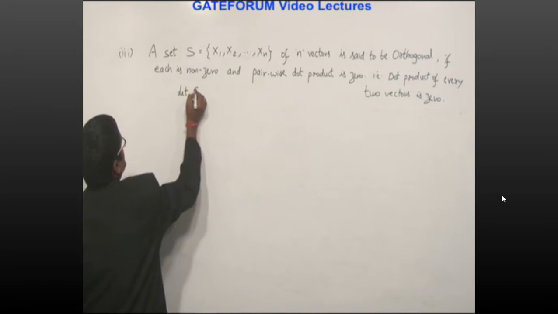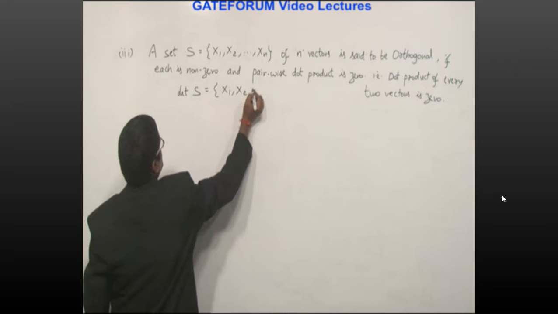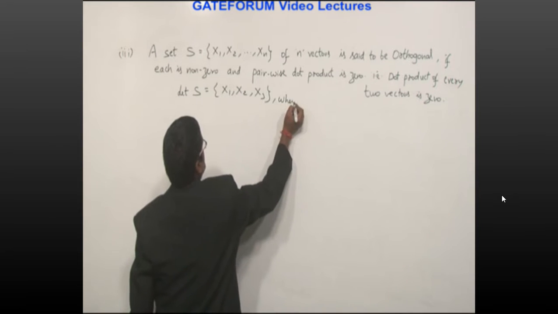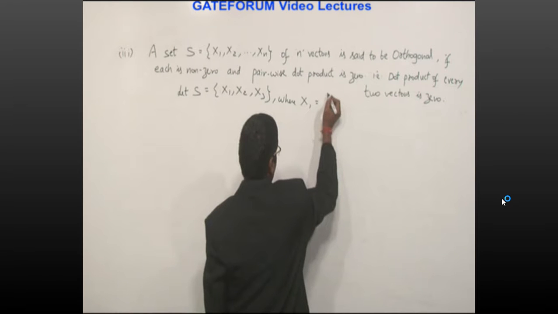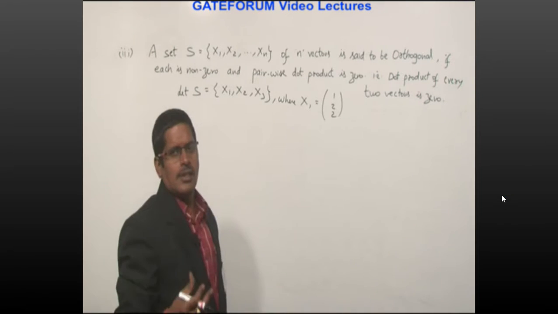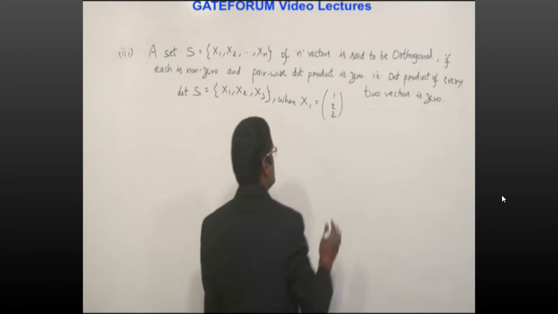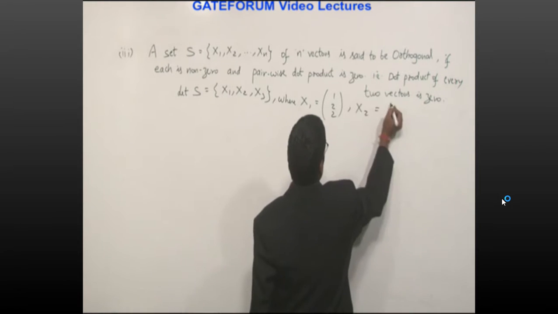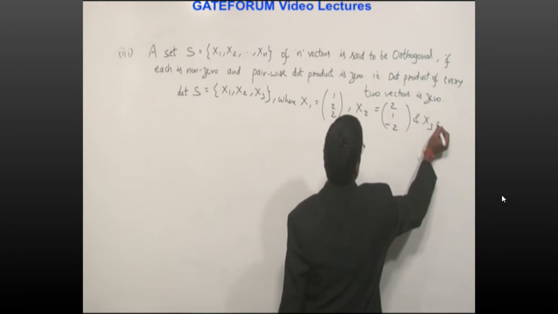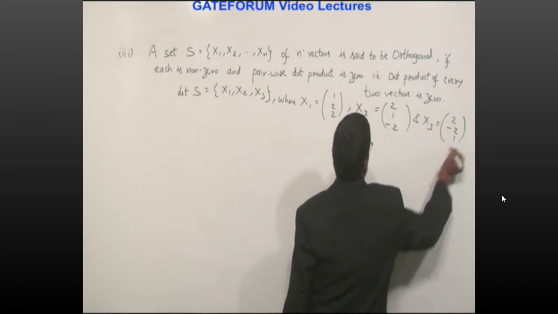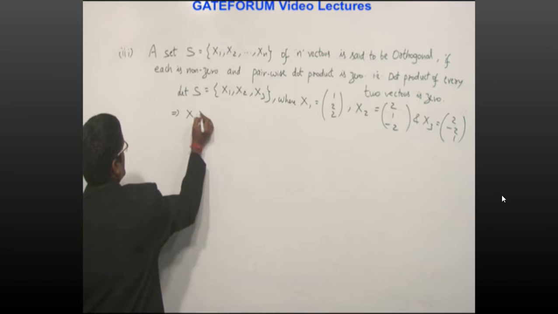Let S be a set of 3 vectors x1, x2, x3, where x1 is equal to (1, 2, 2). I am taking column vectors. See, row vectors and column vectors follow the same procedure. x2 is equal to (2, 1, -2), and x3 is equal to (2, -2, 1), which implies x1 dot x2.